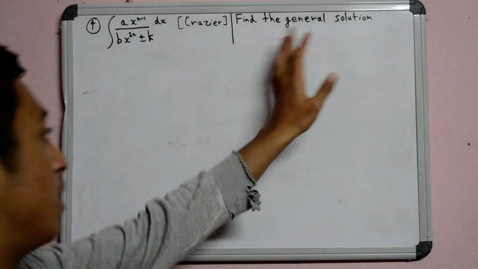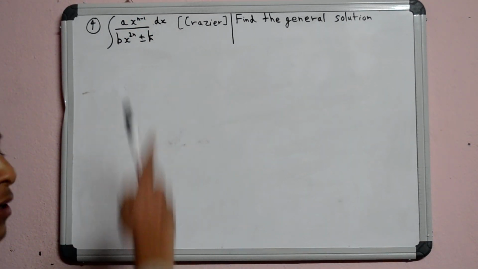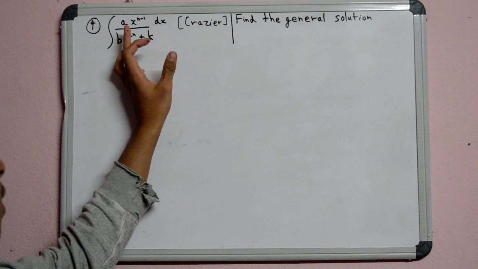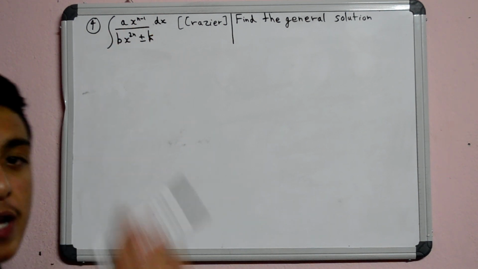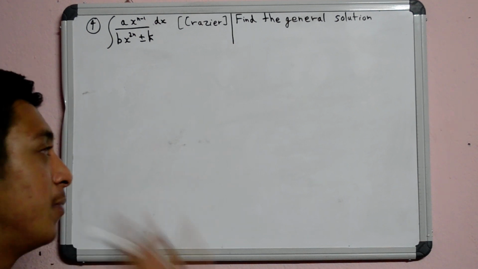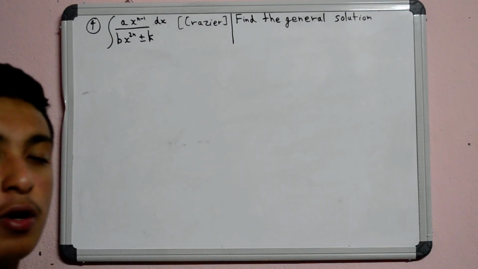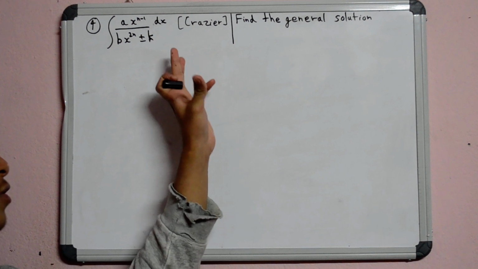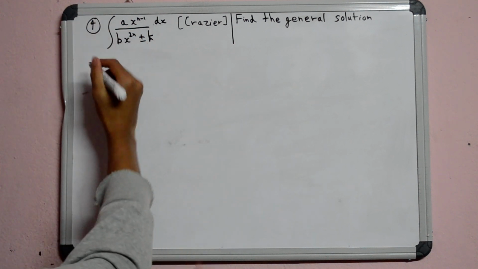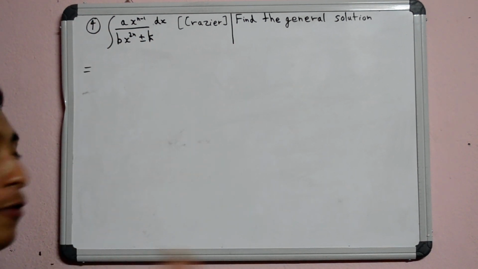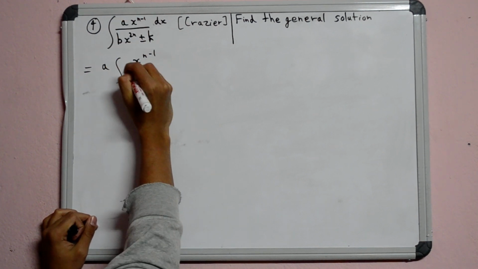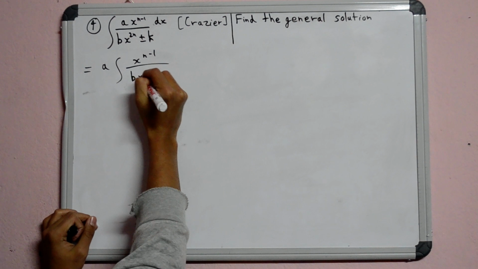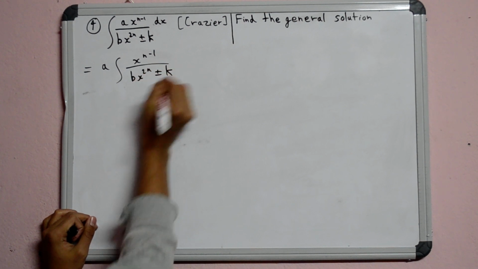Hello guys, let's find the general solution for this integral right here. Ax to the power n minus 1 by bx to the power 2n plus minus k, where a, b and k are constants. Now, this is the tougher part to the previous integral without the a and b. For the first step, let's just take this a outside, so it becomes a times x to the power n minus 1 over b x to the power 2n plus minus k.